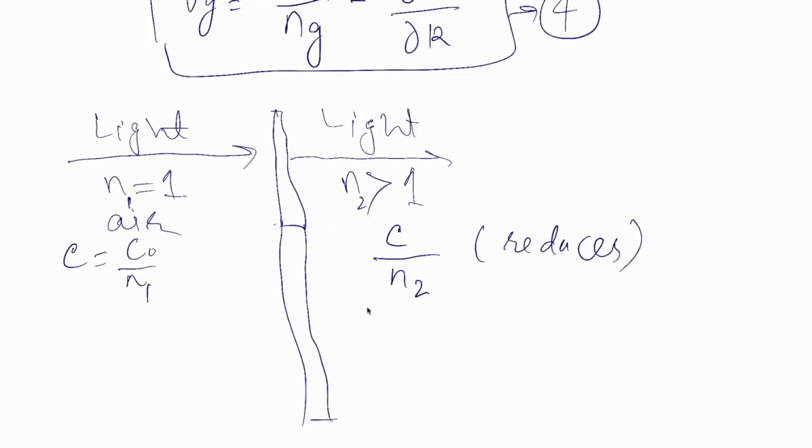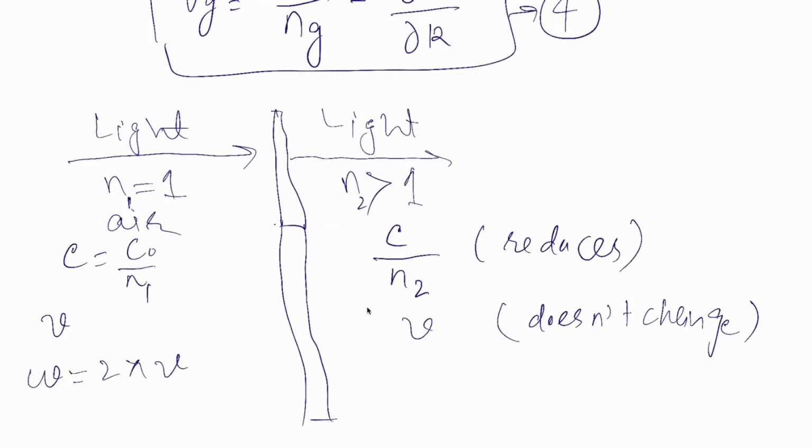What is next? Next is frequency, nu. Nu does not change. Then you have angular frequency, which is your 2 pi nu. As nu is not changing, this is not changing, so it does not change.